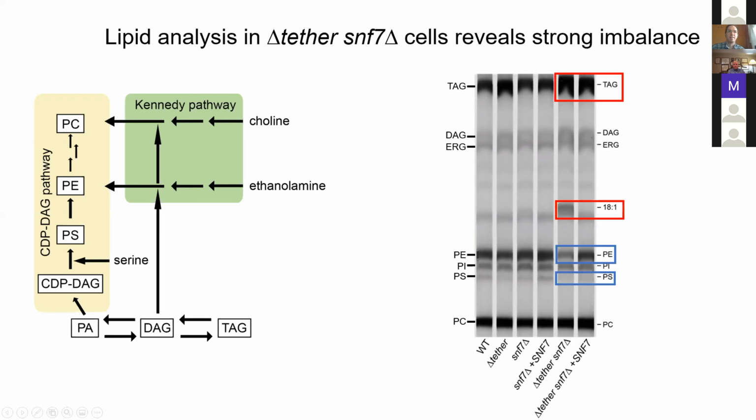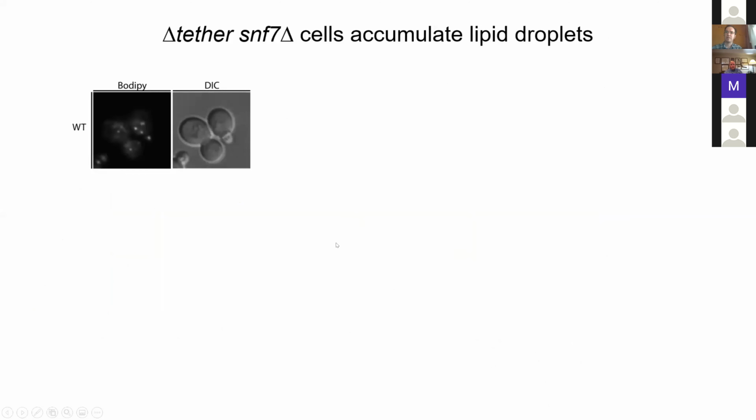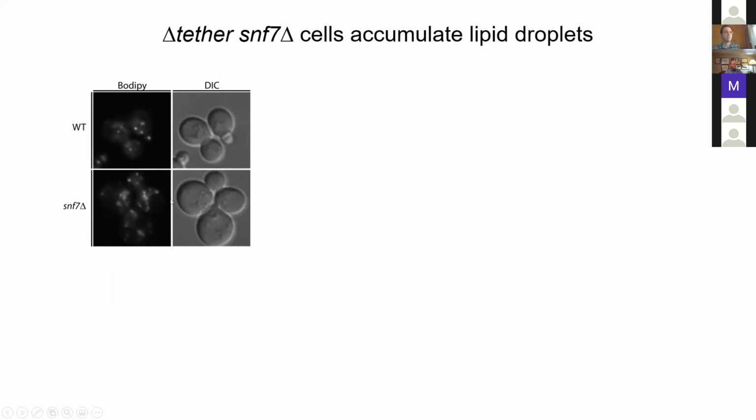Now, because the triacylglyceride levels were so extreme in these cells, I thought it would be interesting to visualize the lipid droplets in these cells. So I used BODIPY, which stains neutral lipids. And as you can see, wild type and SNF7 mutants have roughly similar numbers of lipid droplets per cell. And these cells are grown in mid-logarithmic phase.